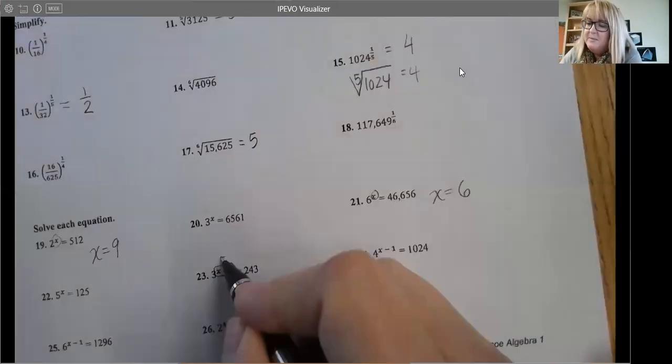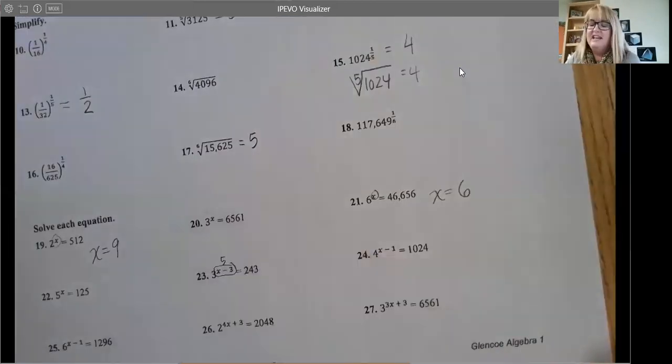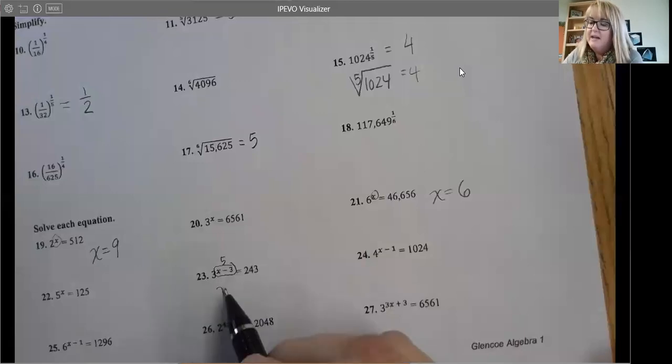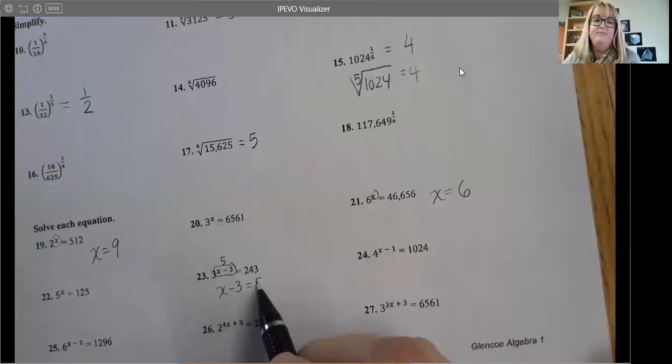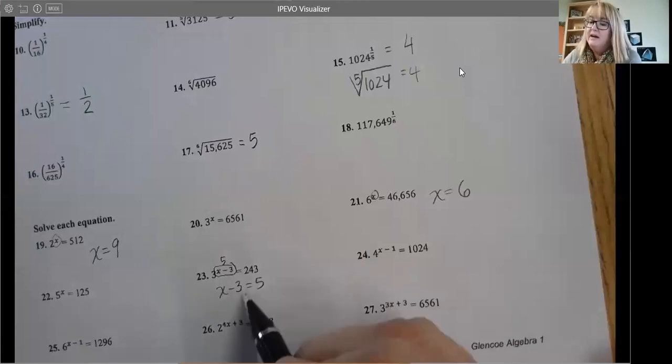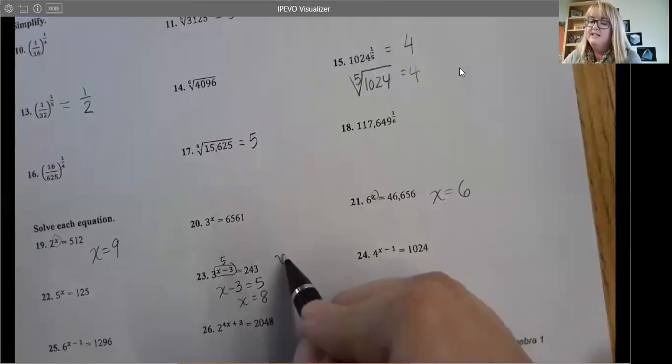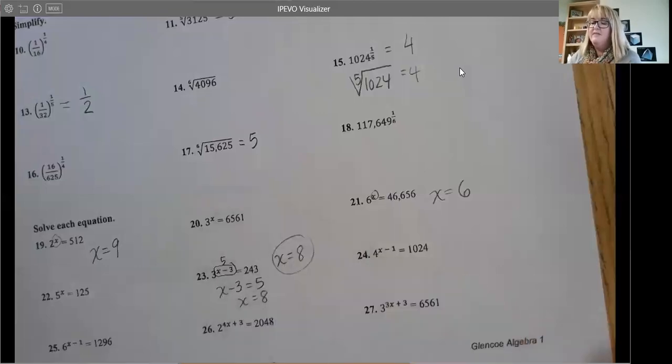So I need this to be to the 5th power, but it's not just an x there, it's x minus 3. I need x minus 3 to equal 5. Well, in order to make this work, x has to equal 8. So in this case, x is 8. Even though we needed 5 to be our exponent, since it's not just an x, but a little expression here, we got to figure out what value of x makes the equation x minus 3 equal 5 true.